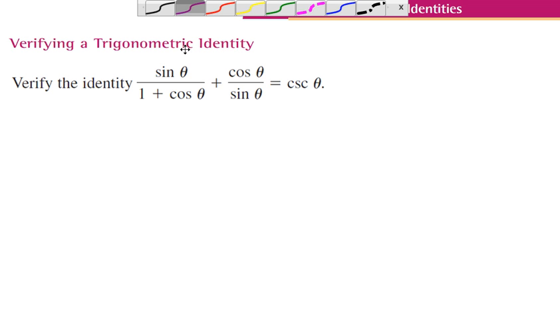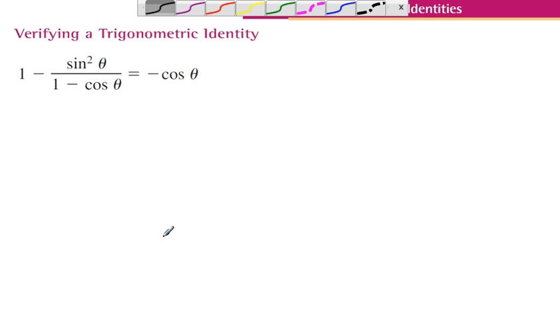All right, so sine of theta all over 1 plus cosine of theta plus cosine of theta over sine of theta. Well, we have two fractions, right? Can we go ahead and add two fractions together by getting a common denominator?